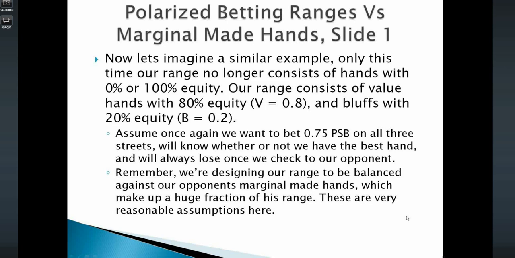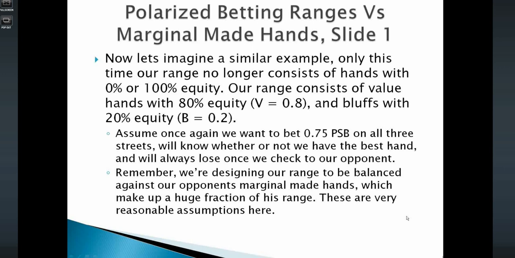But this is a much more accurate representation of how ranges actually work than our previous example, because now our value range only has 80% equity, because sometimes our value range is just going to get bad turns and bad rivers and will not be able to bet all 3 streets for value. Likewise, sometimes our bluffs are going to improve. And if you play around with Flopzilla, if you play around with PokerStove, you'll probably start to realize that 80% equity for value hands and 20% equity for bluffs is a pretty reasonable assumption on a lot of boards.